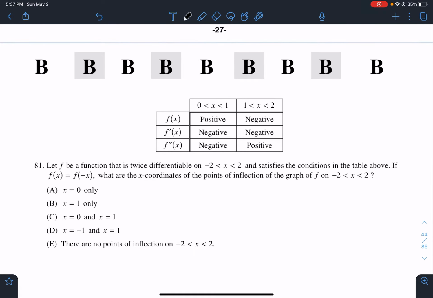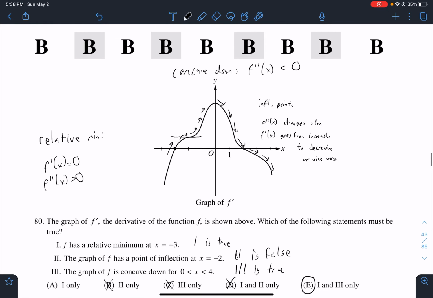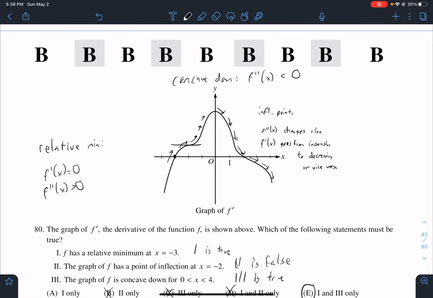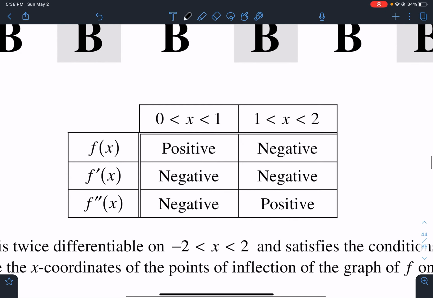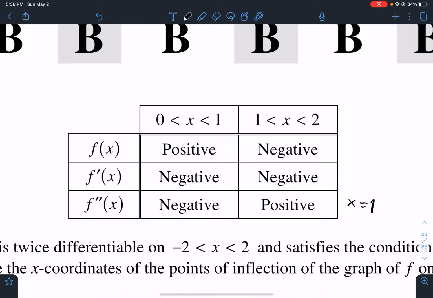So for 81, this is another function characteristics question. So we're looking for the x-coordinates of the points of inflection on this graph. And so, again, what inflection point means, let's recall back, we want f double prime of x to change sign. And so the only time that we can see that it does that is at x equals 1, because it changes from negative here to positive here.